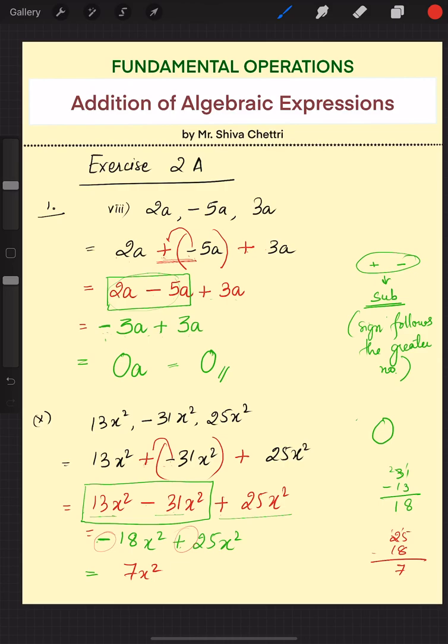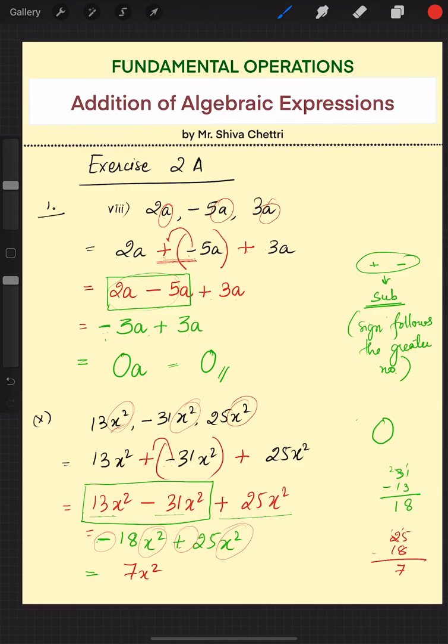7x square. Because x square, they are like terms. Because everything is like here. See, 13x square, x square, x square. So they are like, you can add it. But if it is x square, x, y, you cannot add. Okay. Here also it was a. That's why I have added. Otherwise you cannot add it.